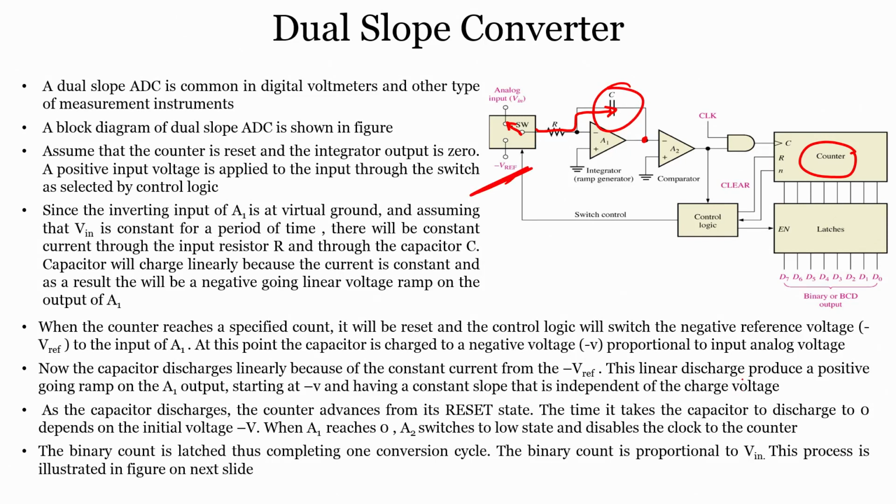So, first the capacitor charges, then the counter resets and the capacitor starts discharging. As the capacitor discharges, the counter advances from its reset state. The time it takes for the capacitor to discharge to 0 depends on the initial voltage minus V. When A1 reaches 0, A2 switches to low state, and this disables the clock of the counter. If it is low, the clock is disabled, and the binary count is held, thus completing one conversion cycle. The binary count is proportional to voltage V in.